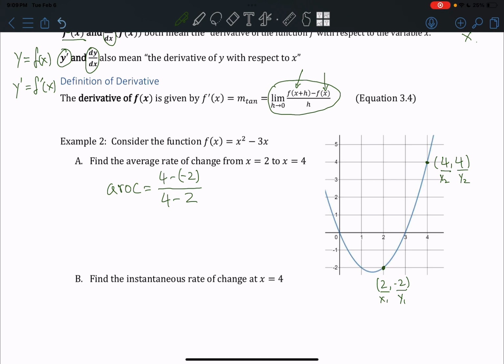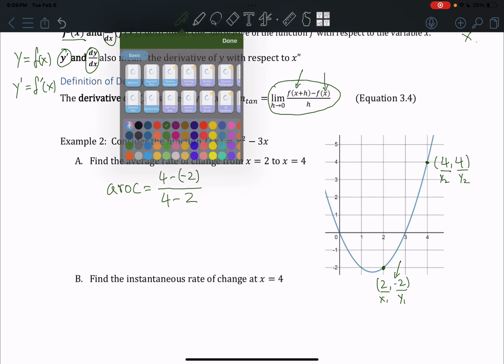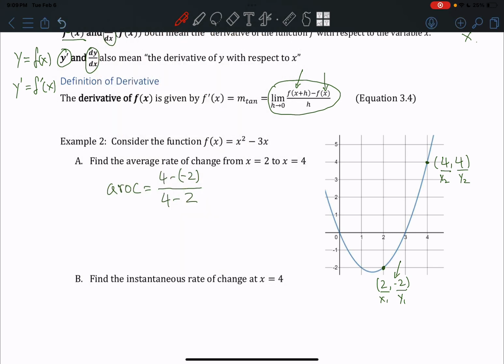And again, the labeling helps here, because a lot of the time when people see that negative, they'll just write it as, oh yeah, it's 4 minus 2 over 4 minus 2, right? That negative tends to throw people off, is what I'm trying to say. So just go ahead and label that, especially when you're not used to doing this yet. Labeling does help. Okay, so anyways, we have this formula.